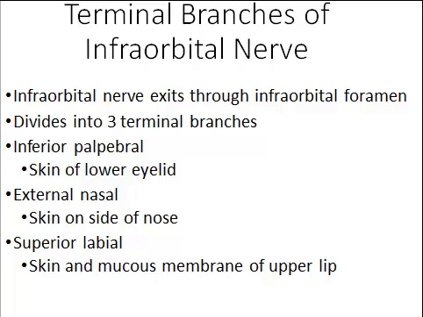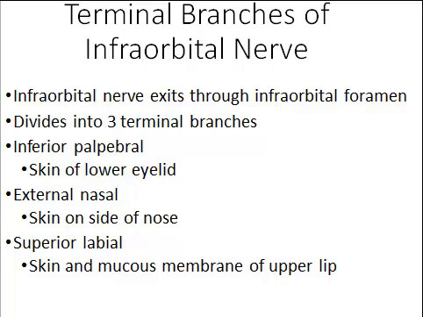And then finally, terminal branches of the infraorbital nerve. The infraorbital nerve exits the infraorbital foramen, and it divides into 3 terminal branches. The inferior palpebral, which is the skin of our lower eyelid, the external nasal, which is the skin on the side of the nose and the ala of the nose. The superior labial is the skin and mucosa of the upper lip.